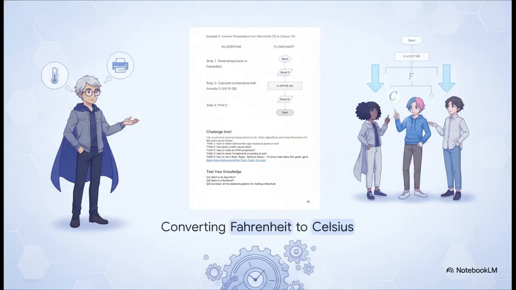To really lock this in, let's compare two approaches for doing something practical, like converting Fahrenheit to Celsius. A written, natural language algorithm relies entirely on text-based steps to read the temperature and calculate the formula. But when that exact same logic is mapped out into a flowchart, the visual shapes and downward arrows instantly give you this intuitive sense of how the process flows from top to bottom.